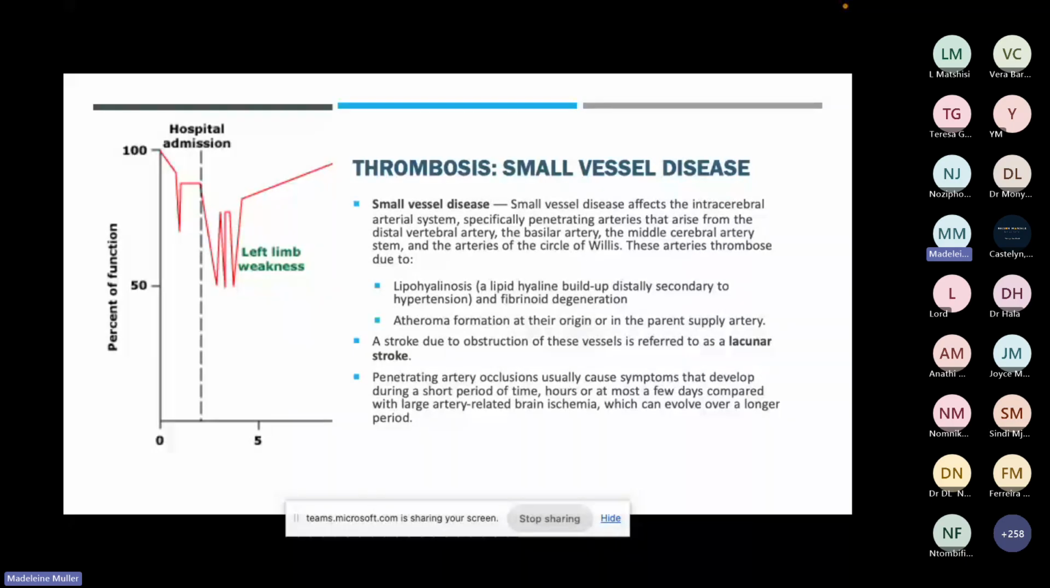Penetrating artery occlusions usually cause symptoms that develop during a short period of time, hours or at most a few days, compared with the large artery-related brain ischemia. And then in the case of small vessel disease as well, the neurological symptoms are usually fluctuating.